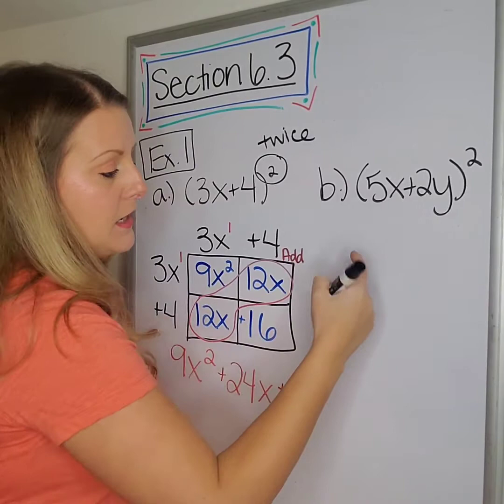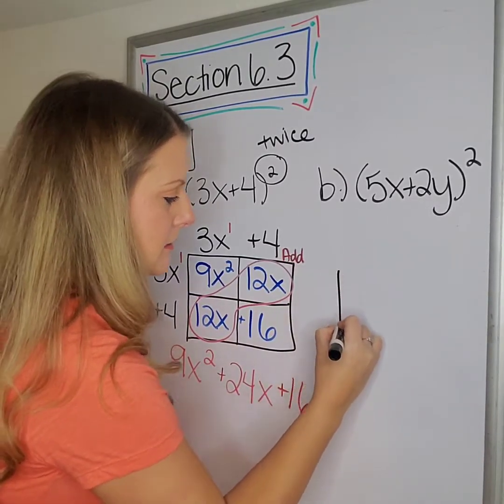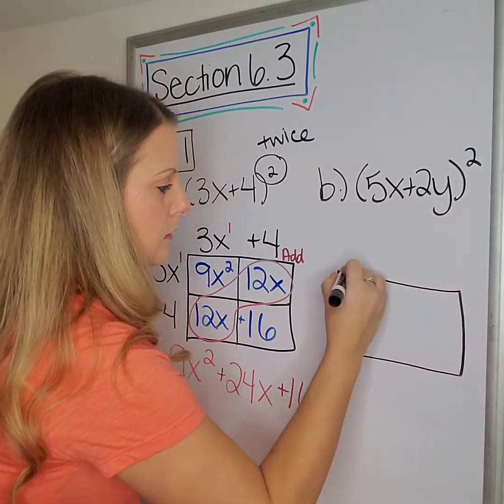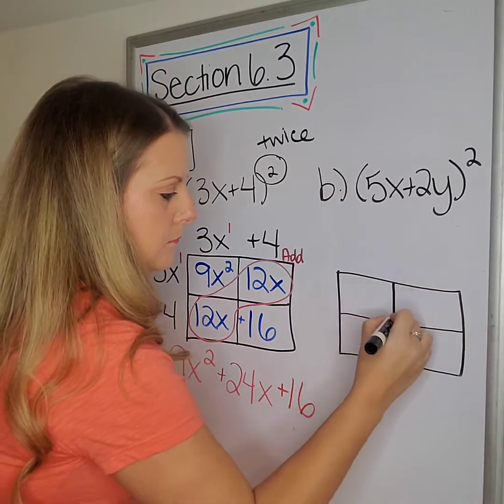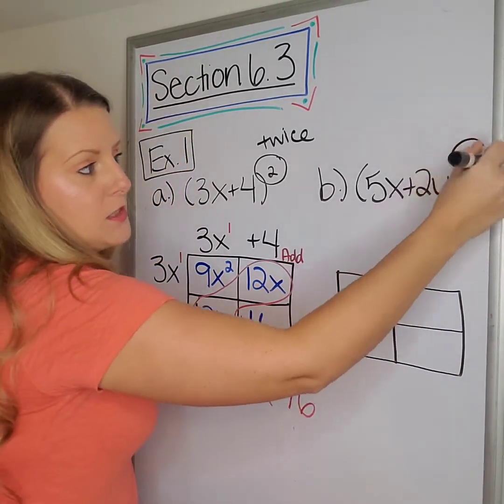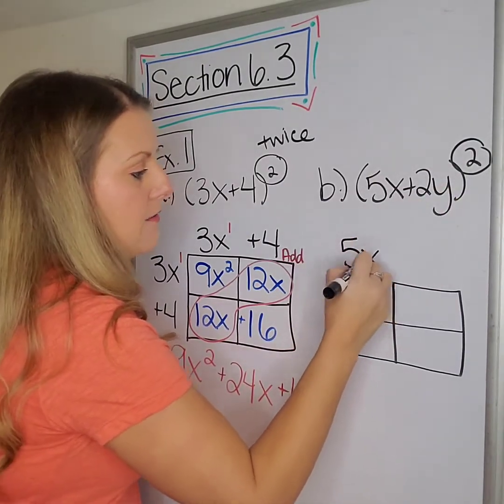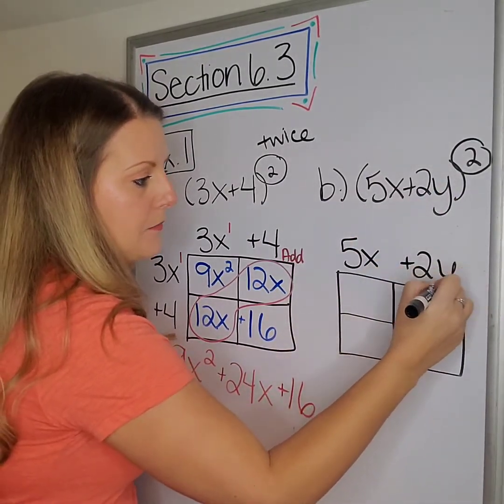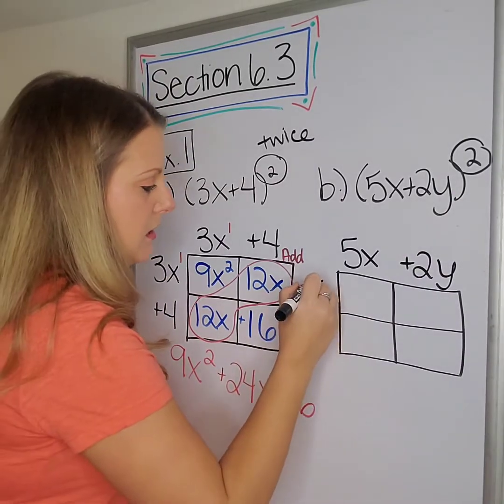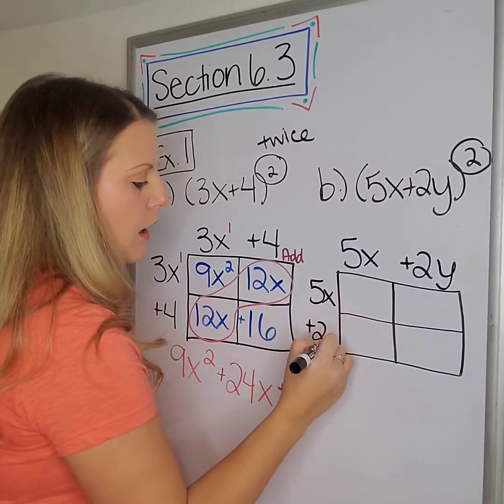So we've got 2 things, so we're going to make a 2x2 box. And this just means to do it twice. So 5x and then the plus 2y, and then do it a second time. Do it twice. 5x plus 2y.